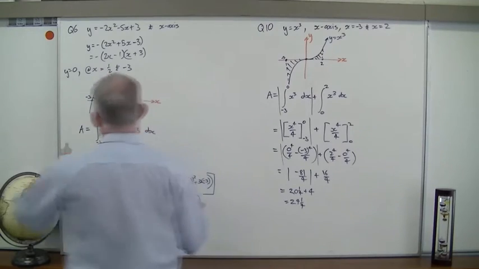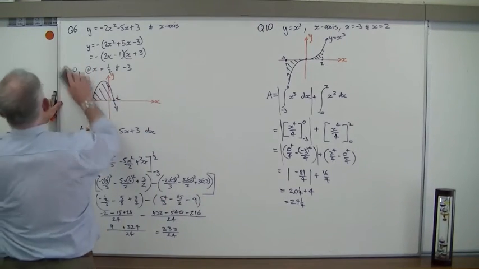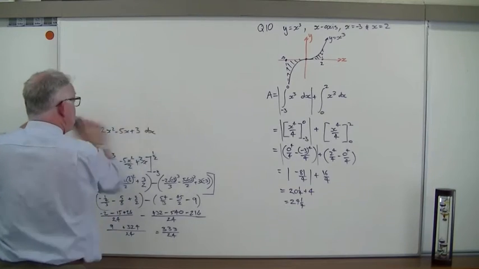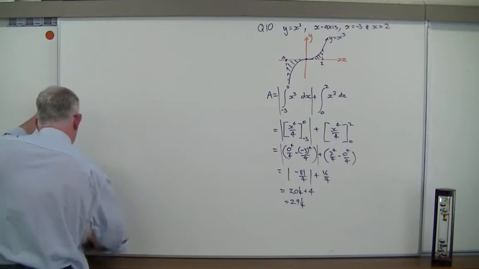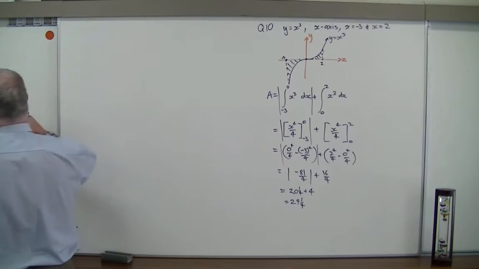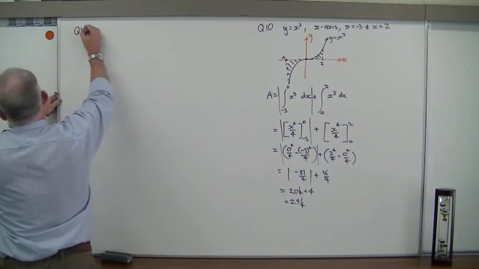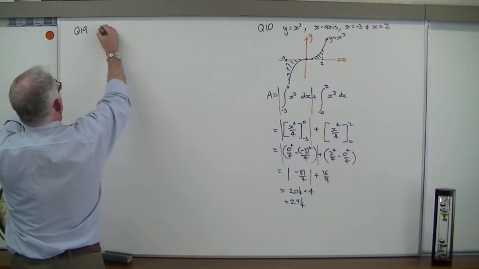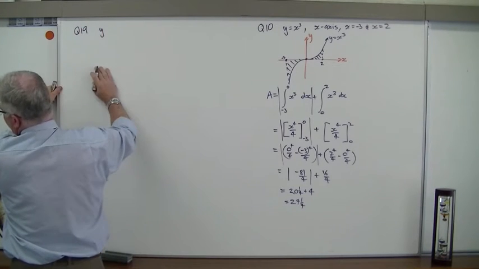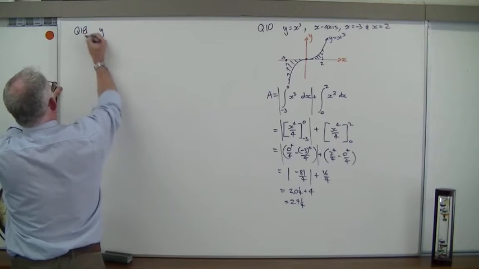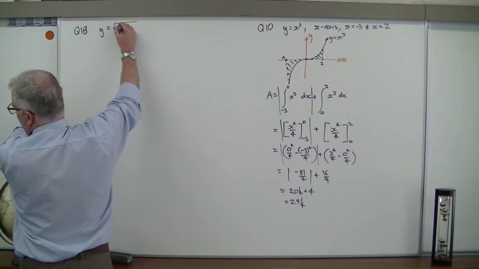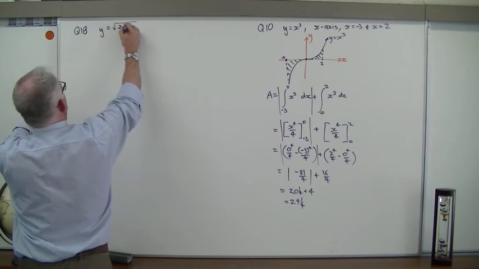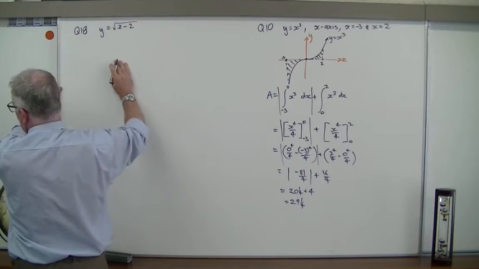All right, we'll move on to the next example, which will be example 19. Question 19, I should say, sorry. So question 19. And for question 19, we've got this function, y. I've done things back to front. Let's go question 18 first. Right, for question 18, we've got y equals the square root of x plus 2.